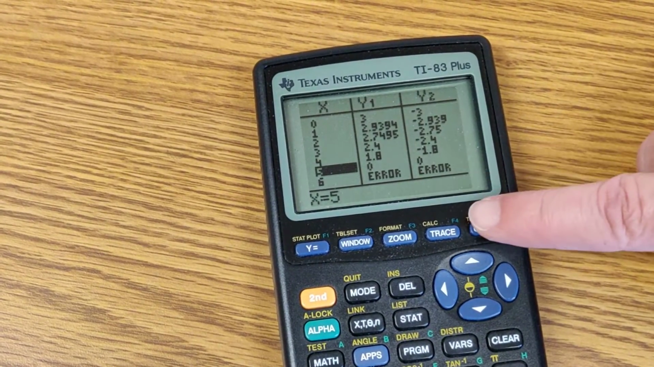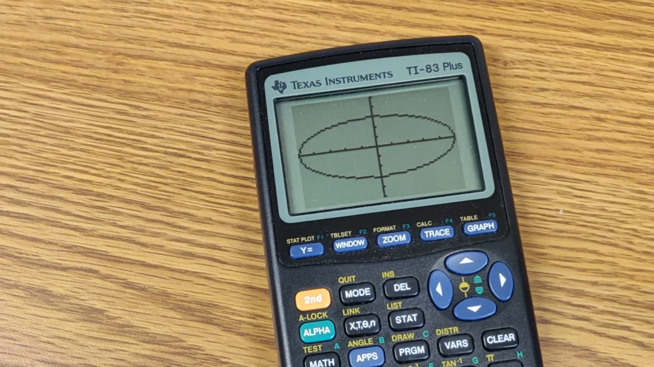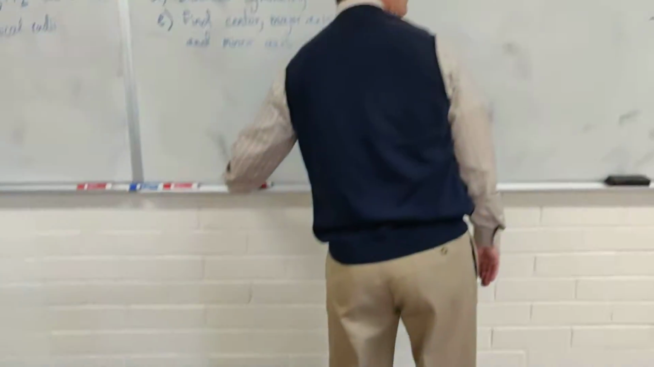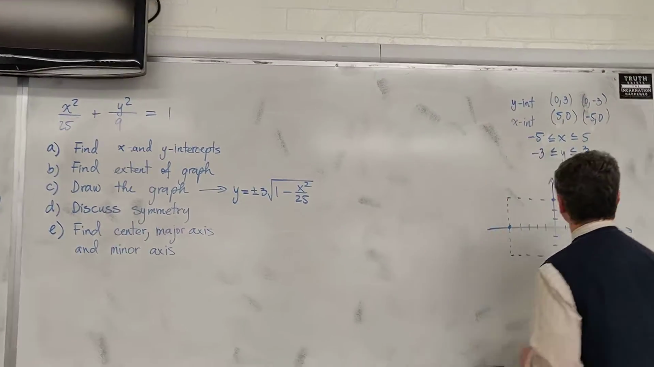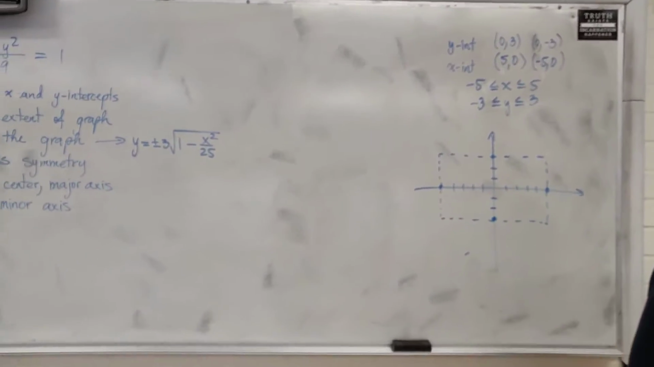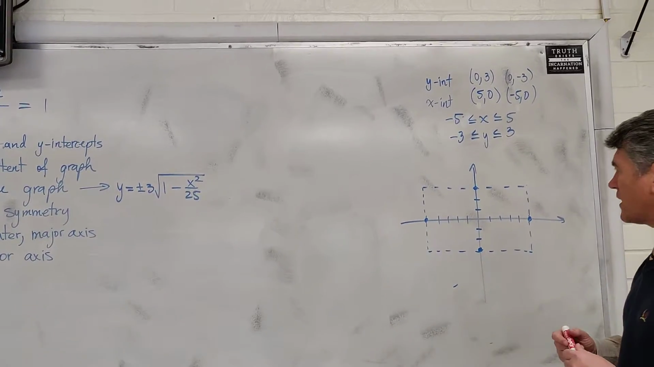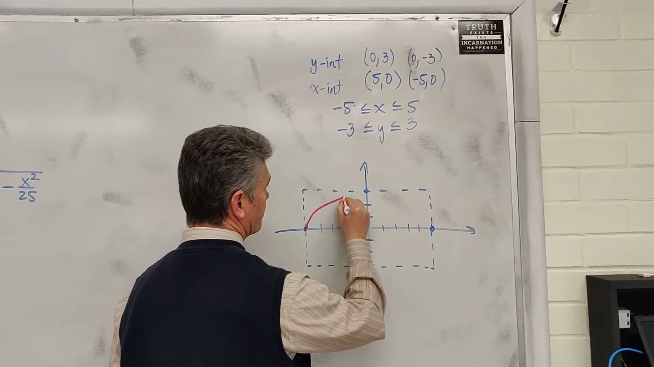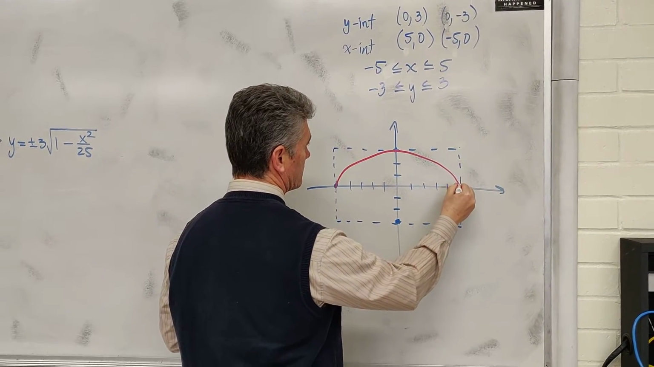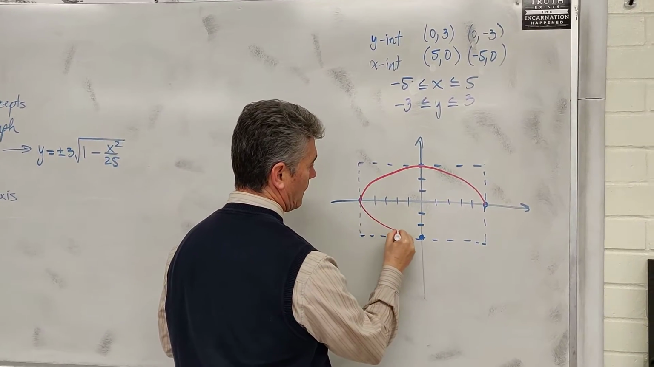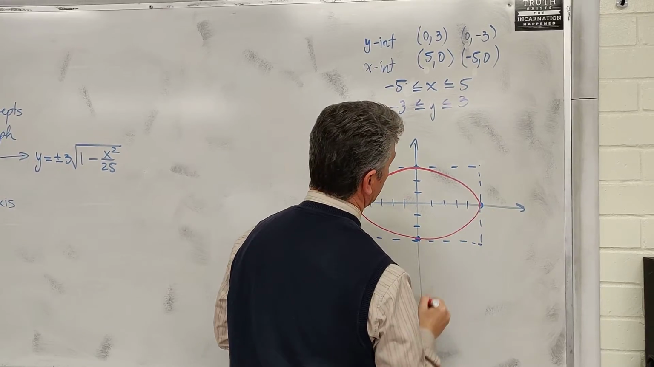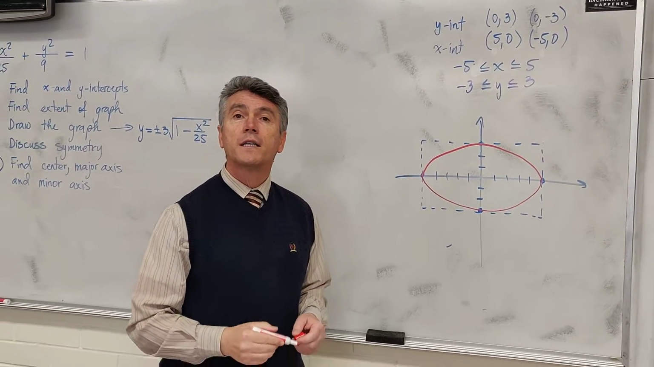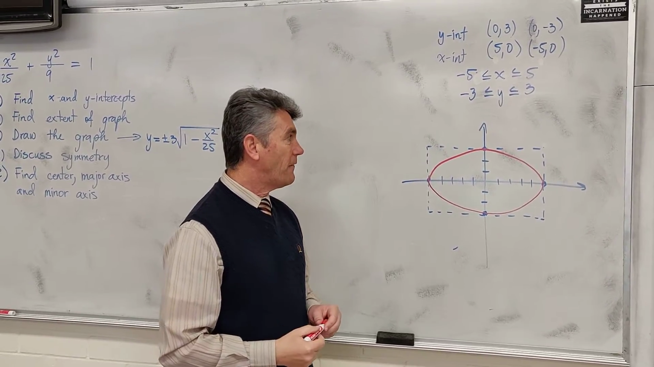Good. Now that we know what the graph looks like, let's draw it. We're going to go on the board and draw the graph. Do notice that the important points are your x-intercepts and your y-intercepts. To the best of your ability, draw an ellipse. There it is. An ellipse is an oval. It looks like a football that's lying down on the graph.